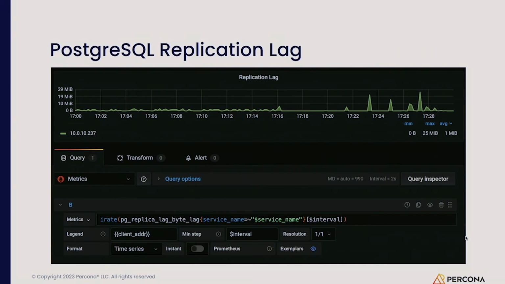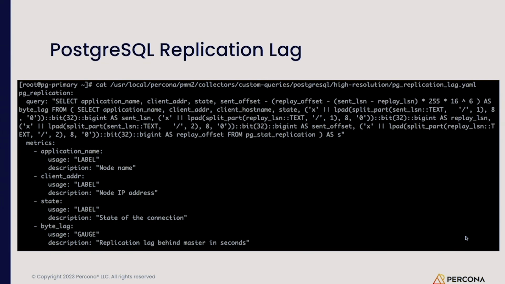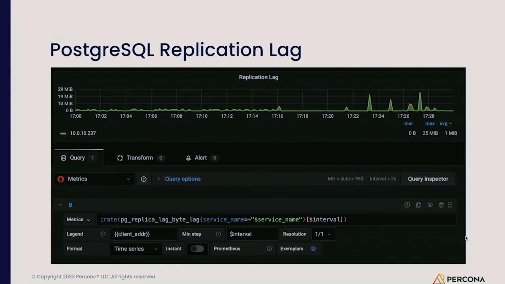So we can select, for instance, one server in particular, right? In this case, the service name would be the Postgres instance that we want to check the replication for, right? And then the interval will also be taken from the templated variables. And then you can add the other metric that we were exporting, the client address, which is added as a label to that metric, and this will appear in the legend itself.